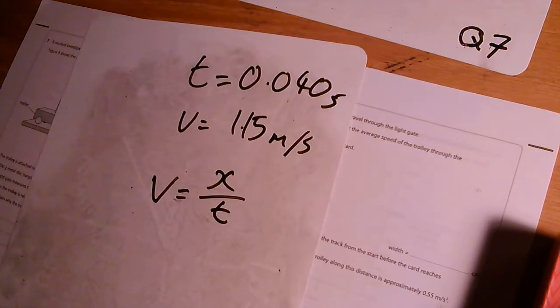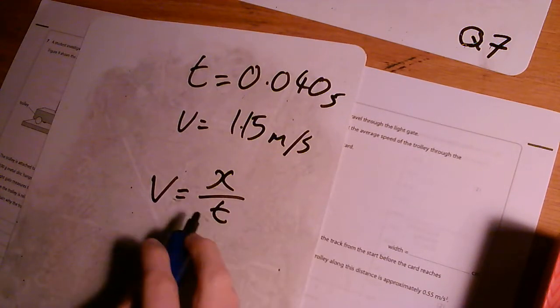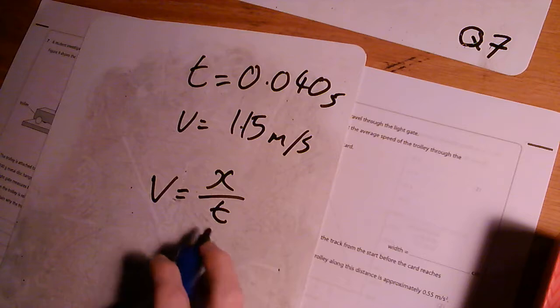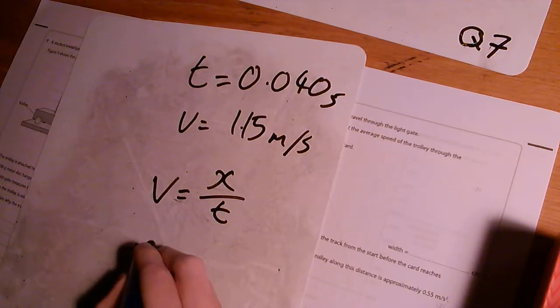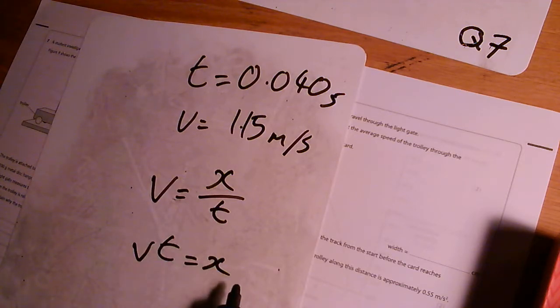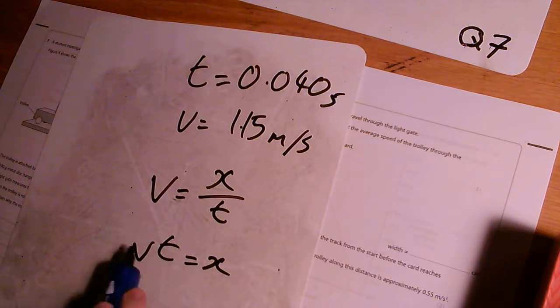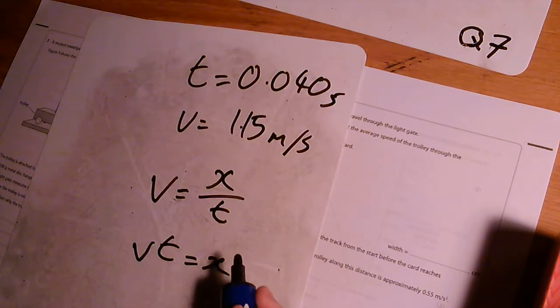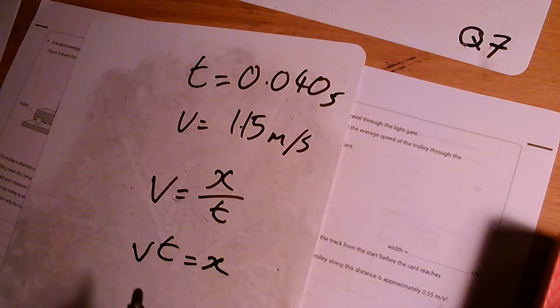So we bring our maths back again. V is x over t, speed is distance over time. We want to work out distance, so multiply both sides by time, and we'll get our answer. Vt is x. We're going to have the speed times the time, 0.04 for the time, 1.15 meters per second for the speed. Multiply the two together and you will get your answer, or will you? If you do it, you'll end up with a value of x of 0.046.